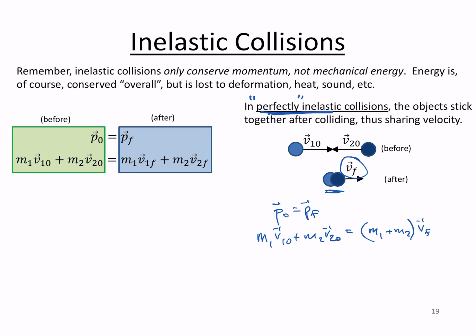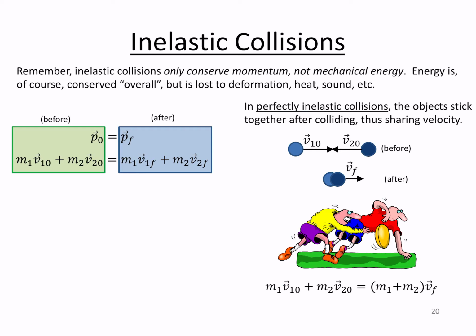Now, there's all kinds of examples of perfectly inelastic collisions. You could have one, for instance, in this case, a rugby player wrapping up on another one when doing a tackle, and as they collide, they become one object that moves with a common velocity as they then subsequently fall to the ground or something like that.